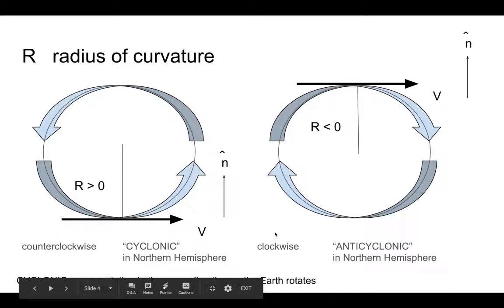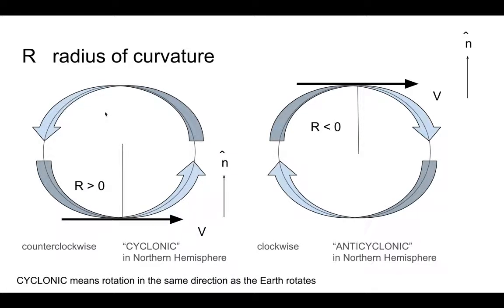Now, you need to convince yourself that the opposite is true in the southern hemisphere. Clockwise is actually cyclonic and counterclockwise is anticyclonic when you're standing on the South Pole and noticing the rotation of the Earth. But for the most part, we're going to be focused on the northern hemisphere. And so cyclonic, counterclockwise is positive radius, anticyclonic, clockwise flow is negative radius.